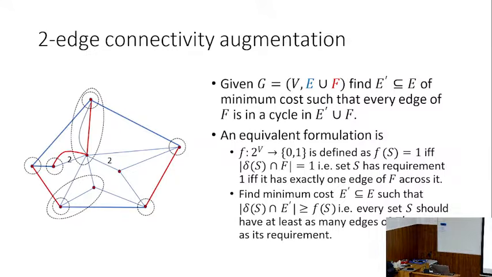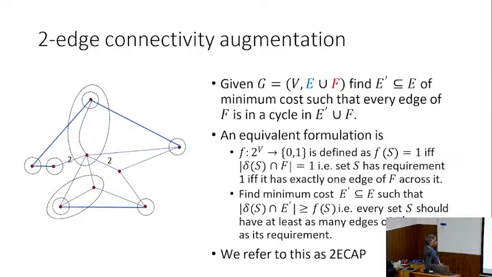And now, reformulating this, you want to find a minimum cost E prime such that delta S intersection E prime is greater than or equal to f of S, for every set S. I want to meet the requirement. If the requirement is 1, then E prime should have an edge across that set. If the requirement is 0, I don't really care. This function is 0 otherwise. Yeah, this function is a 0, 1 function. So it's 1 defined only for sets of vertices such that there is only one red edge across it.